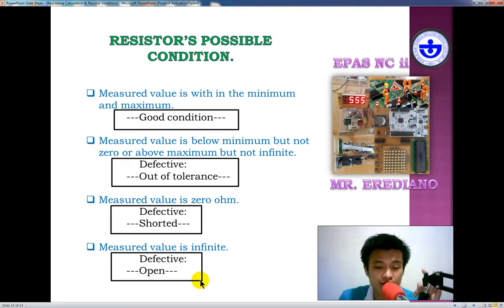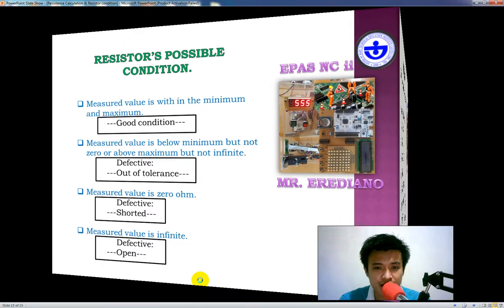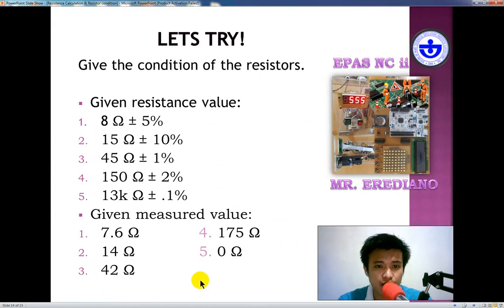It could be that the reason for the trouble of your device is a defective resistor. So that's why you must be able to identify the condition of a specific resistor once you are given different values, or once you are given a specific resistor. So we have here our example. You have to try this. Try to solve it and give the condition of the resistor.